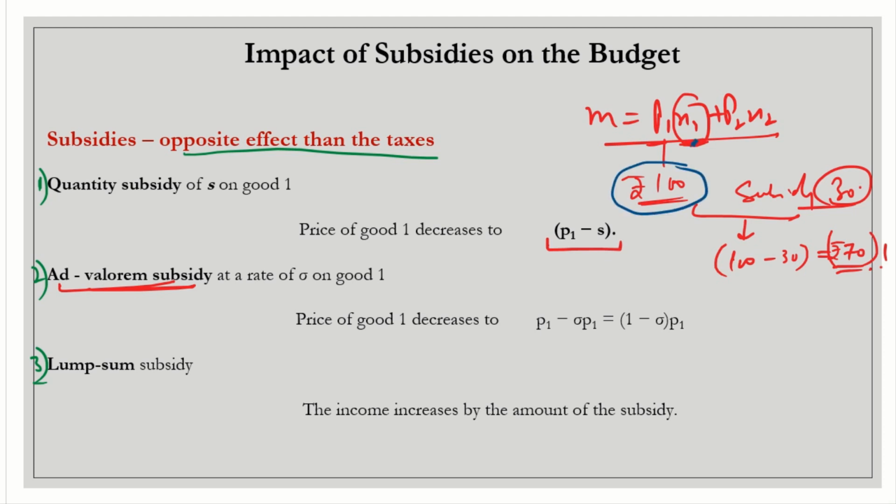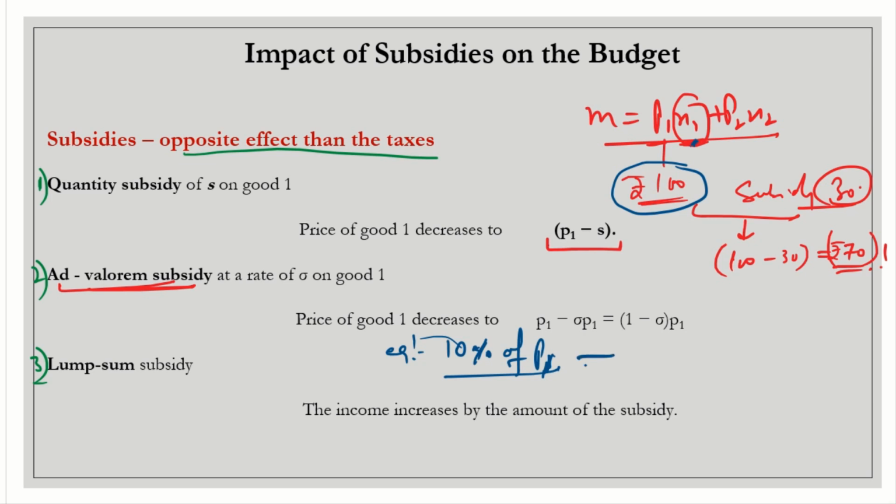If I am providing an ad valorem subsidy, it means a proportion of 100, for example 10% of x1. For example, 10% of p1, the price of x1 is p1, right? So a 10% subsidy on the price of the x1 commodity, that is p1, means the good x1 is being subsidized by 10%.